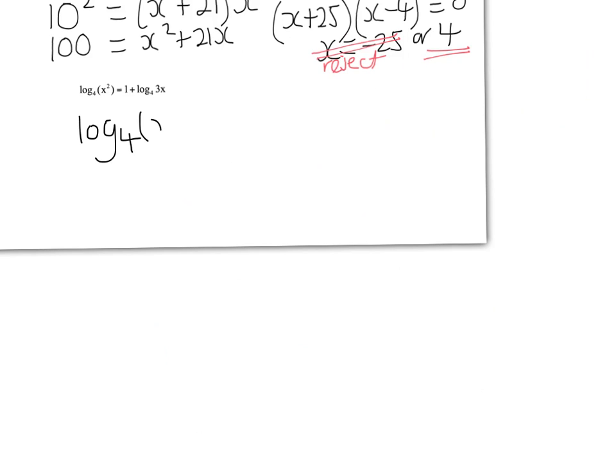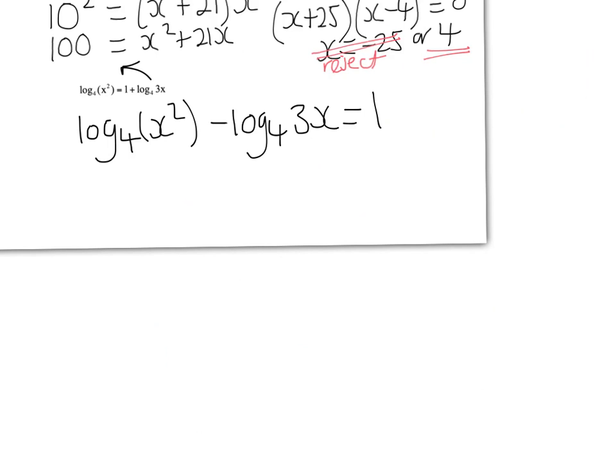When I gather the logs, I'm going to move him over to one side like a good little beaver. I don't know why I keep doing that. That's a minus now. Let's get my pen back. It's minus log to the base 4 of 3x equals 1.